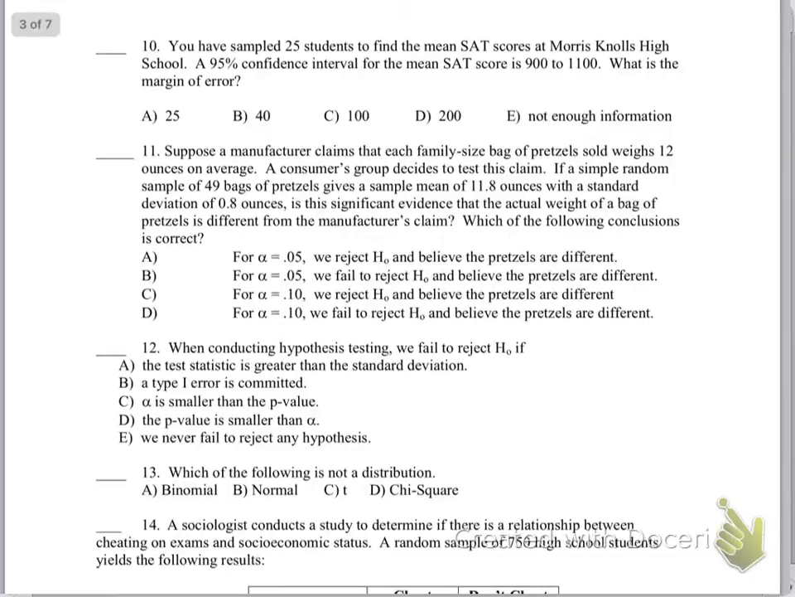Okay, so here they want us to find the margin of error. Do you agree with me that if we go from 900 to 1100, 1000 is my center point, my mean, and so the difference between the lower bound and the mean is the margin of error, and it's 100. And look at right here, it's 100, so the answer is C.